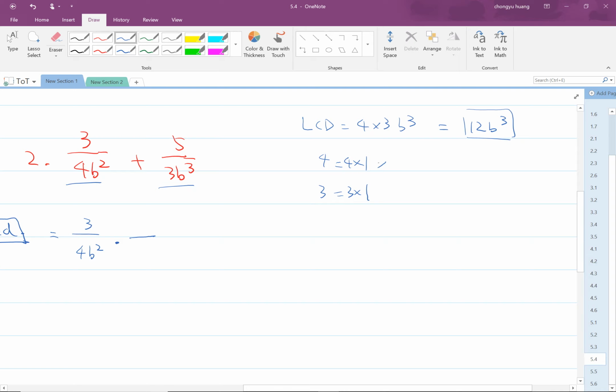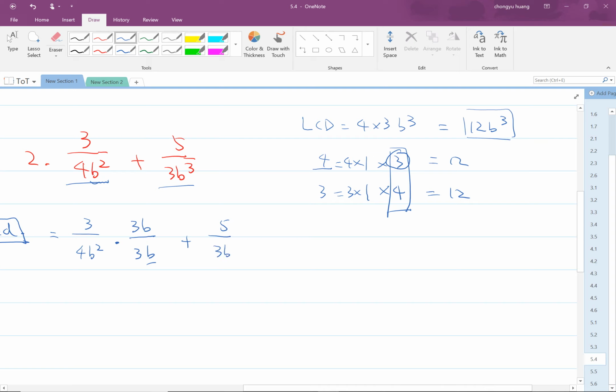So you want to keep that in mind. On the 4, we actually have to multiply by 3. So we have multiplied by 3, and you can see we have a 4b squared, so that means we have to multiply by a single b. That's why we have a b over here. So you want to make sure it's always balanced, okay?